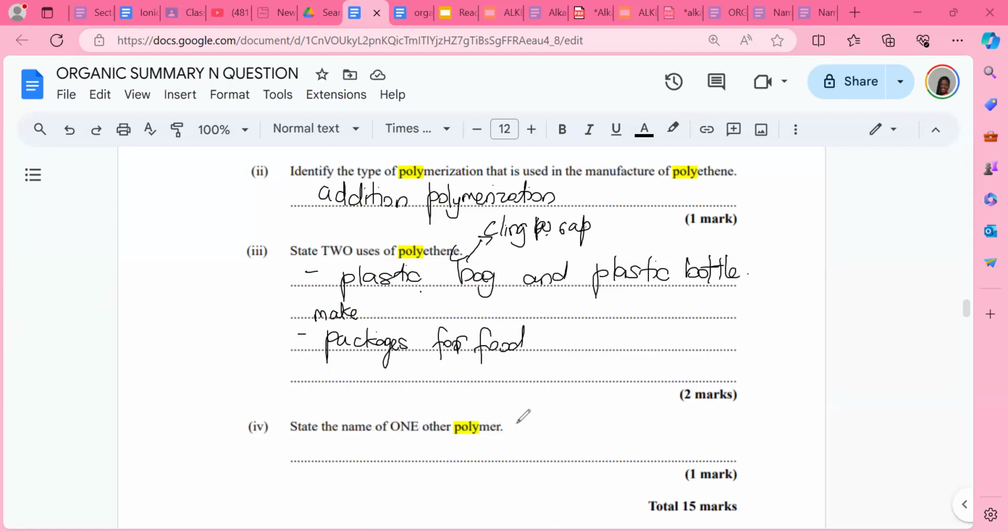Say the name of one other type of polymer. Teflon? What else? Polystyrene.